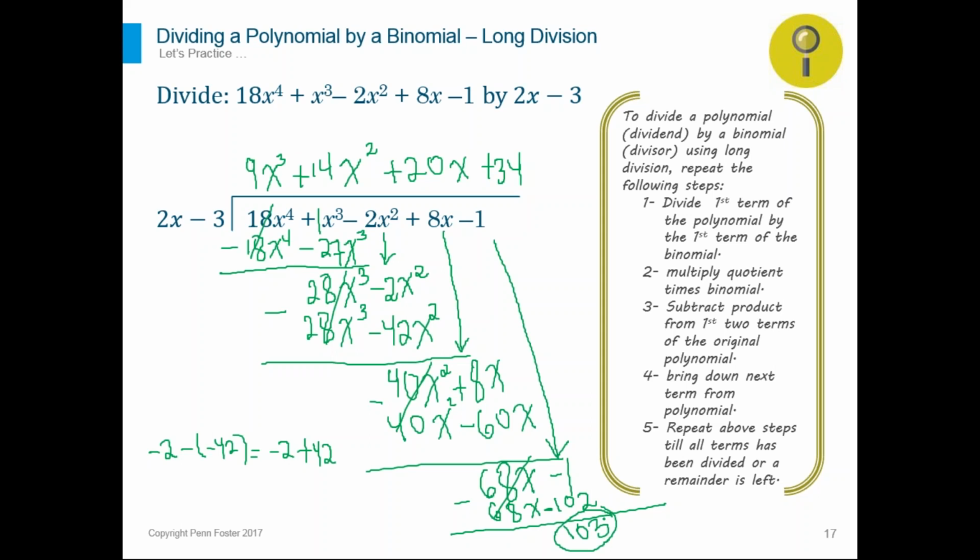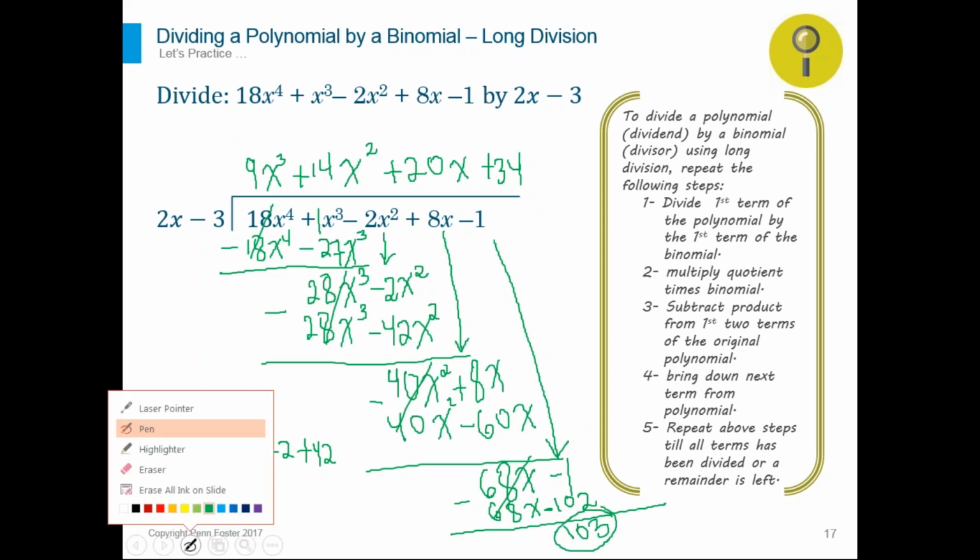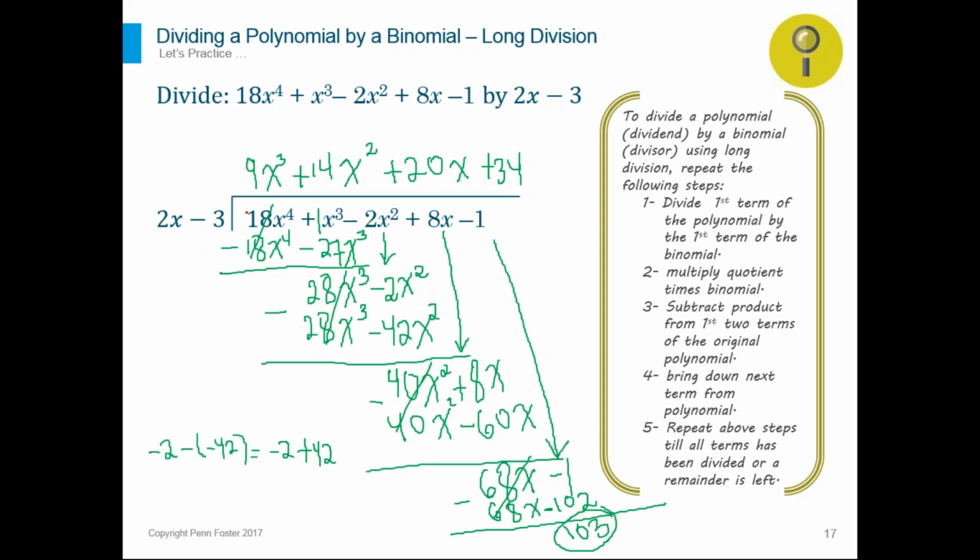remainder. You cannot do division anymore, so your final answer is the top answer here, 9x cubed plus 14x squared plus 20x, and then plus 34 with a remainder of 103. That's it. It's a long process, and that's why they call it a long division, but we repeat. Divide, multiply, subtract, bring down until there is nothing else that you can do.